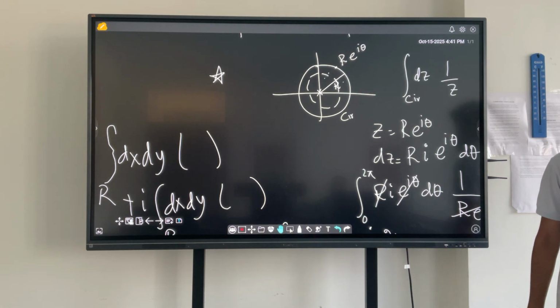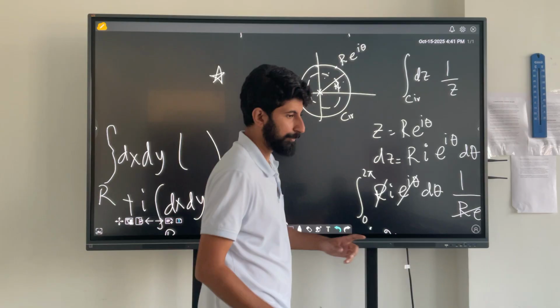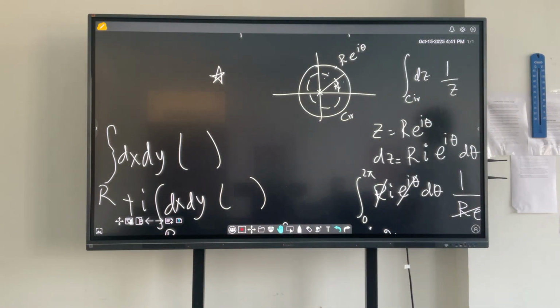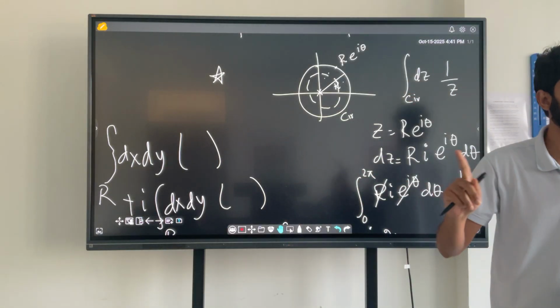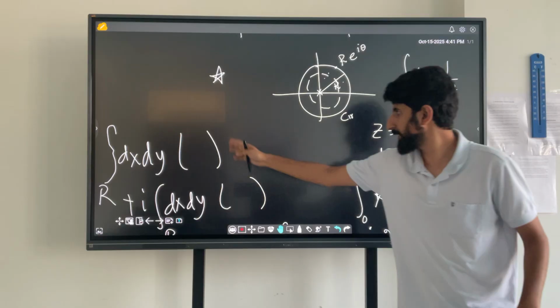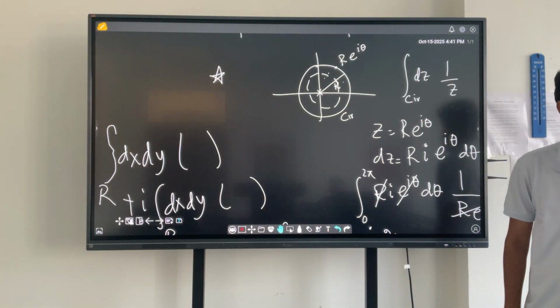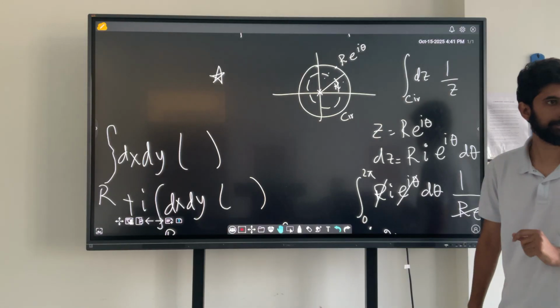Good. So you see, the points of non-analyticity, the points where the function is non-analytic, contribute to the integral. The other points won't contribute in this region when you do the integration this way. Did you get it? Did I mess up something? Everything's okay?